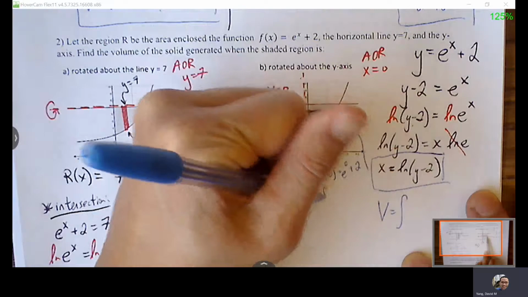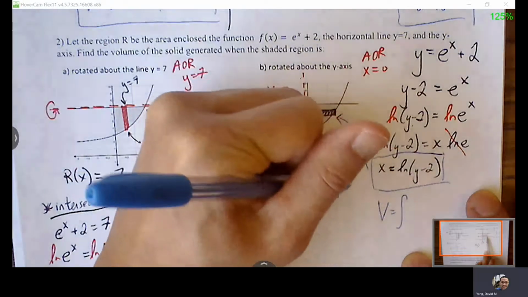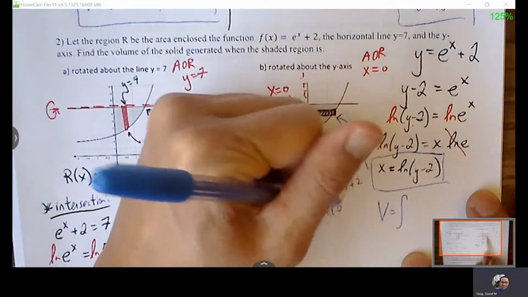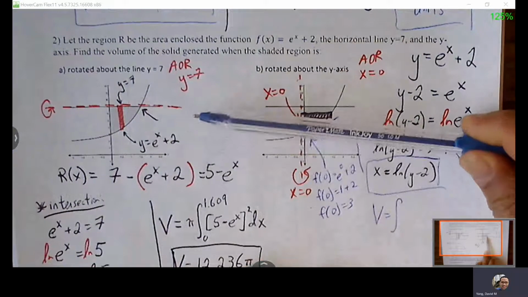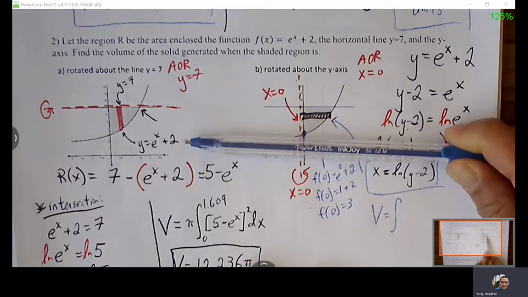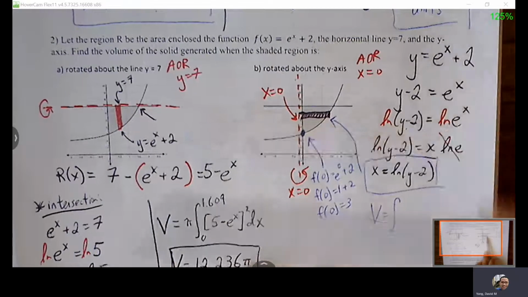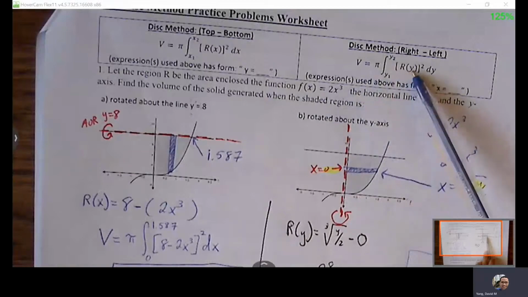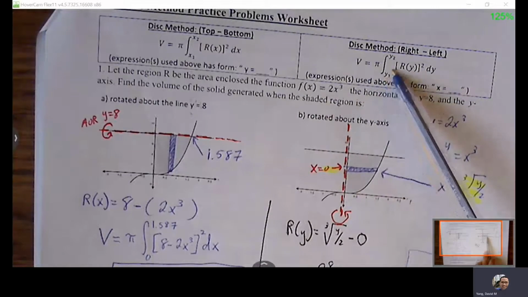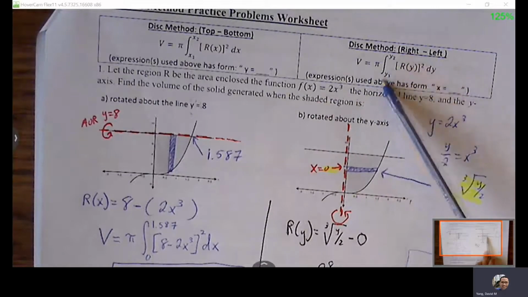E to the 0 is 1. 1 plus 2 is 3. So the lowest that the circular disk is going to go is a y value of 3. Remember, we have to use y values, right? Go back to your formula here. The formula at the top says, if we want to do right minus left, your bounds have to be in terms of y, lowest to highest y value.